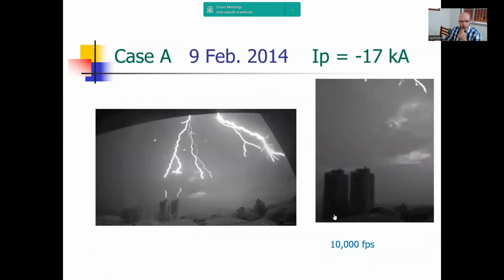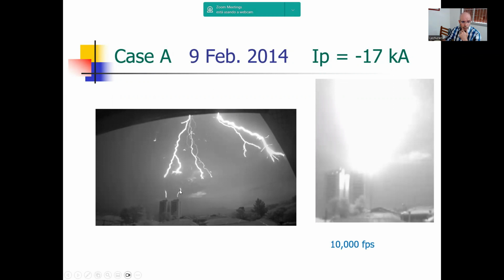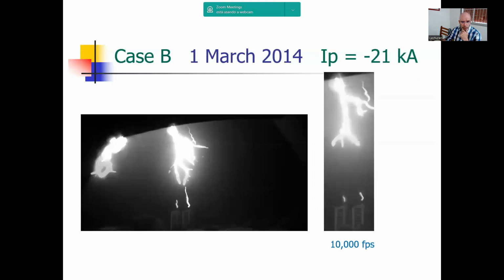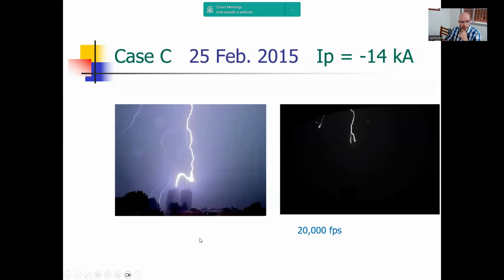Okay, the first case we have here is a downward negative flash with a peak current of -17. We can see 2 upward leaders emanate from these buildings. One of them connects, the other not. Case B is this one, same building. We see again upward connecting leaders and unconnected upward leaders.